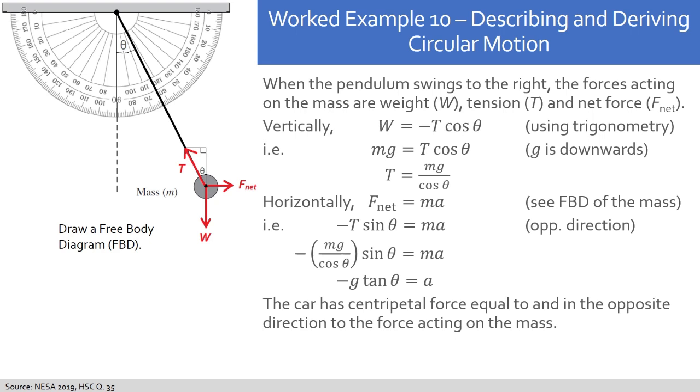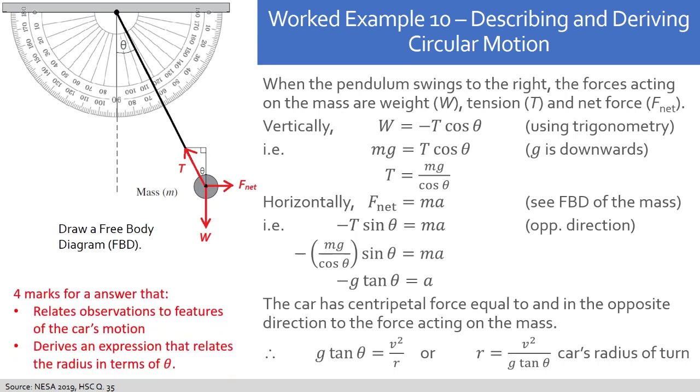The car has centripetal force equal to and in the opposite direction to the force acting on the mass. From the frame of reference of the interior of the car, of course, it appears like there's a force going to the right, but the car itself is undergoing circular motion, and so there is a net centripetal force in the direction to the left. Therefore, we can equate that with the acceleration in centripetal motion. So g tan theta equals v squared on r, or rearranging, r equals v squared on g tan theta, and we can calculate the car's radius of turn just by looking at v and g and theta.